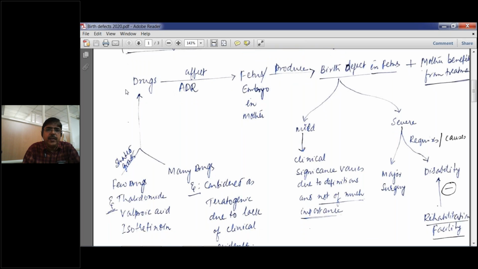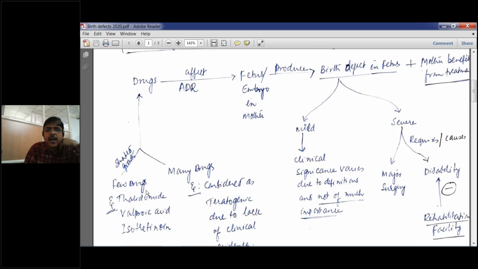If you see here, there are two classes of drugs that are known to produce the effect in the growing fetus, or teratogenic effect. Very definite ones. Definite drugs that are identified include thalidomide, which we are all aware of, valproic acid, and isotretinoin.